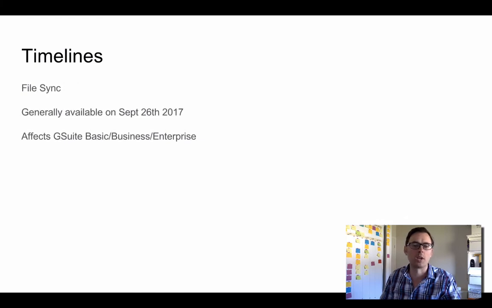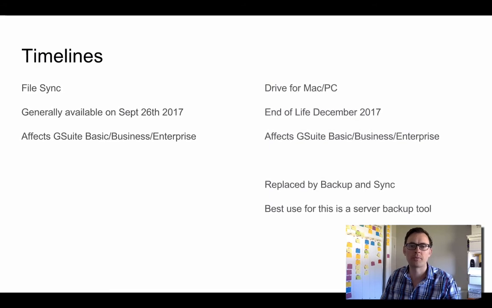So what's going on? Well, it's announced to be generally available on September the 26th, and it's going to affect all G Suite users, basic, business, and enterprise. So it doesn't matter what edition you have. If you synchronize files through Google Drive back to your computer, this change affects you. The current Drive tool has an end of life of December 2017, which means you will start getting warnings and you'll need to upgrade and do this piece of software change.